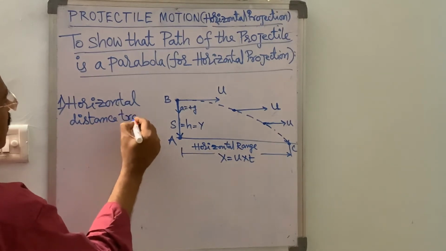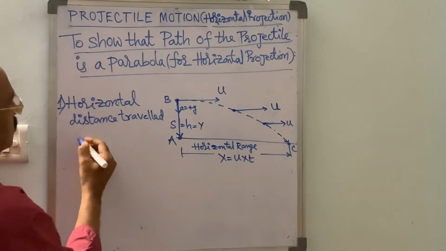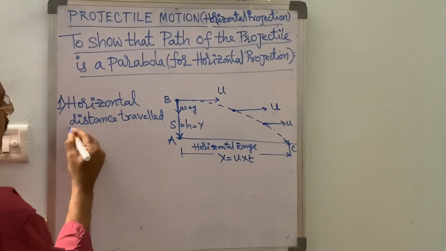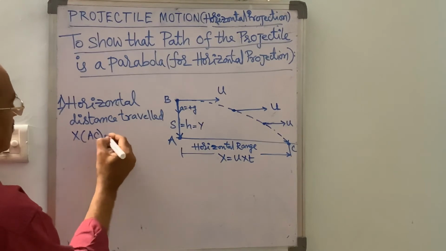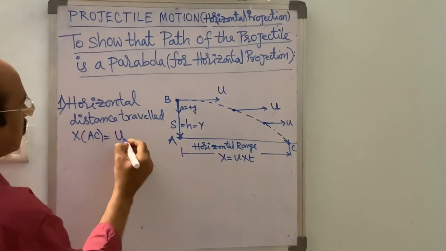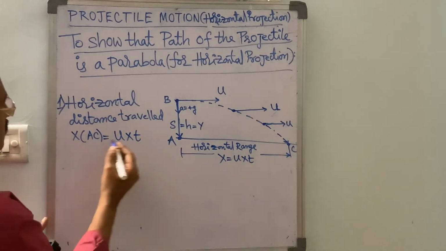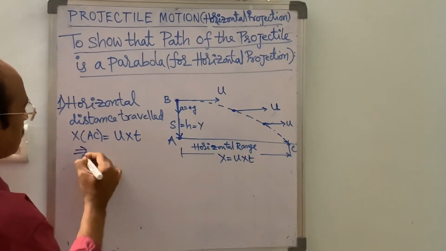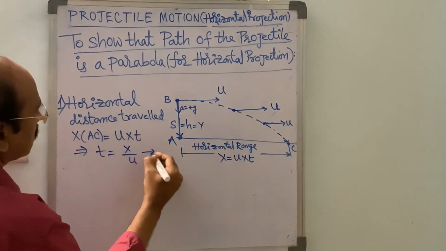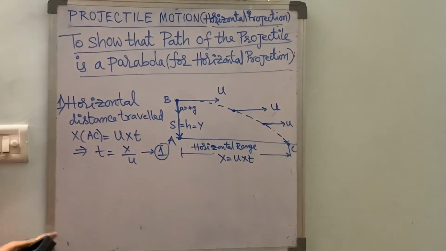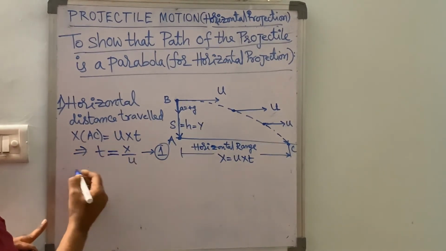Horizontal distance traveled by the horizontally projected body, that is A to C, x = u t, velocity into time, or from this expression t = x/u. Let's use this first equation whenever we require the value of t for substitution.